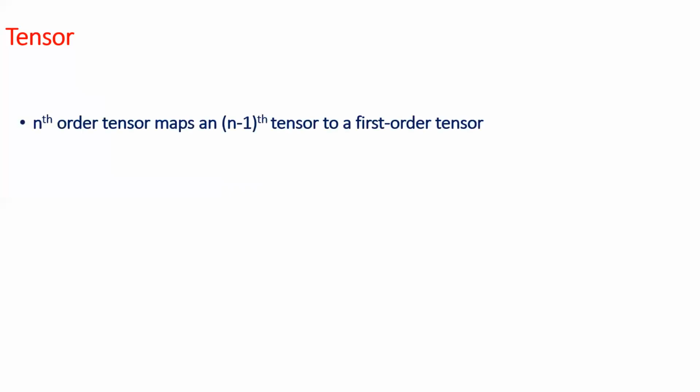So what is a tensor? The simplest way of defining a tensor is this. An nth order tensor maps an (n-1)th order tensor to a first order tensor. Basically, if you are looking at a second order tensor, then it is mapping a first order tensor to another first order tensor. If you are looking at a third order tensor, then it is mapping a second order tensor to a first order tensor.